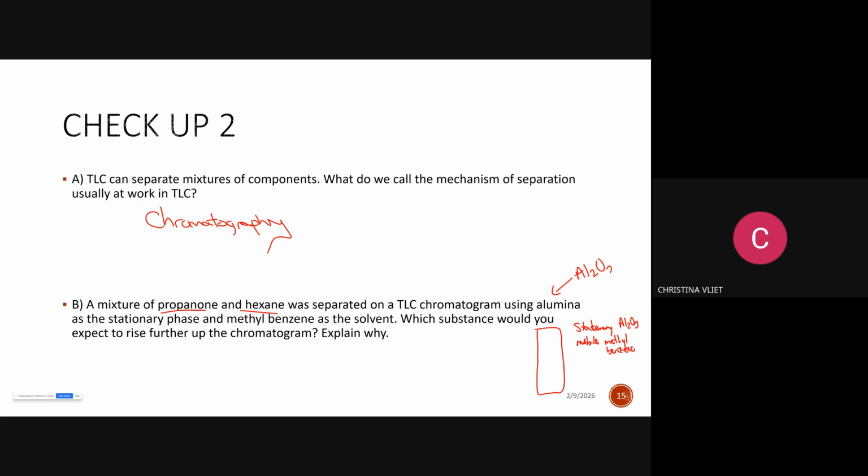Which one would move farther with the mobile phase, the propanone or the hexane? Hexane. I heard it from Daniel first. Hexane. Why? That's much better. Because the solvent is nonpolar, so a more nonpolar molecule will move with it because it's more soluble in it. Because the solvent is nonpolar, a more nonpolar molecule will move farther.